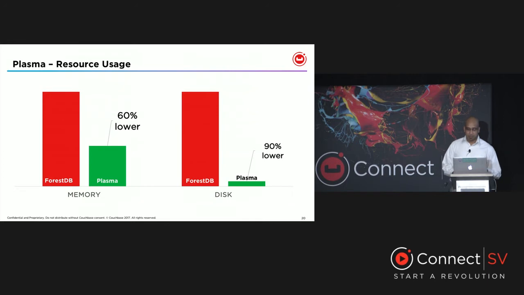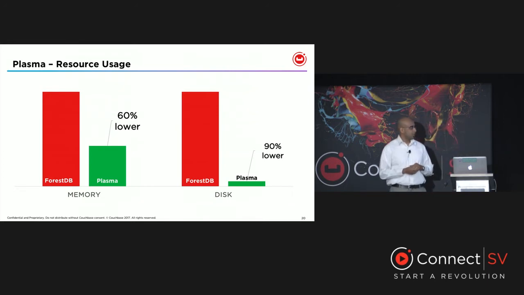Let's look at one more comparison. We looked at latency and throughput. In terms of memory, again, compared with ForestDB, there is substantially lower memory consumption.